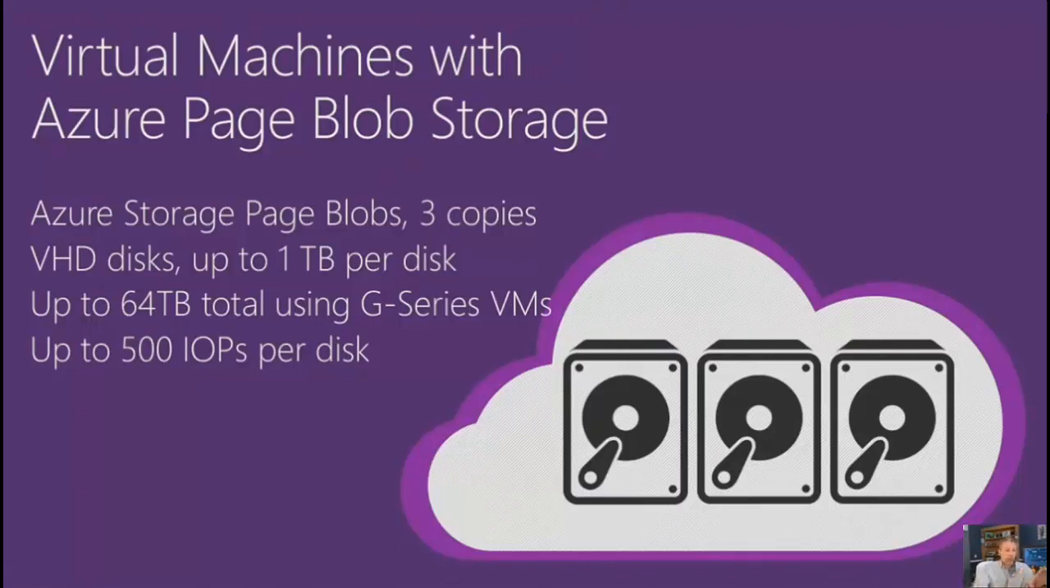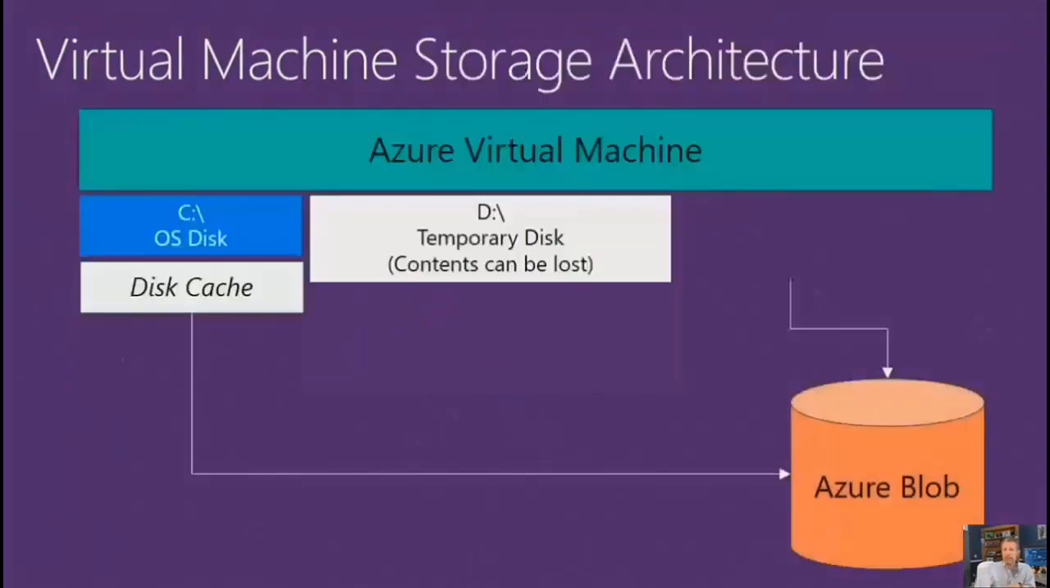So when we're presenting these virtual disks back to a VM, a lot of people ask, well, how exactly does that look from the VM standpoint? The VM boots, and if it's a Windows VM, it's got a C drive. If it's a Linux VM, it's got a root file system as its OS disk, essentially. And that's stored as a page blob in Azure Blob Storage. And it's got a local host-level disk cache to be able to cache frequently accessed data, reads and writes locally.